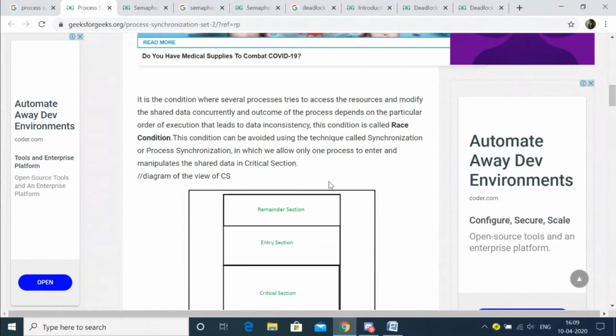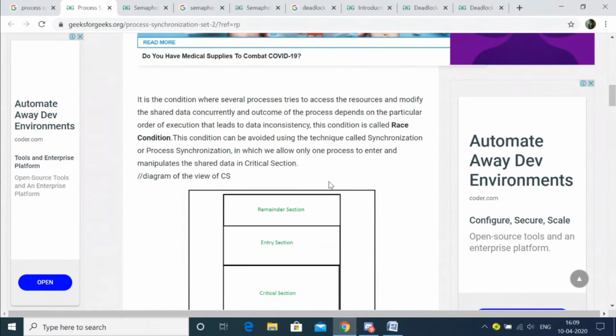Okay, now whenever we are going for process synchronization, then certain things we have to know. So what are those things? First of all, so what is it trying to say?